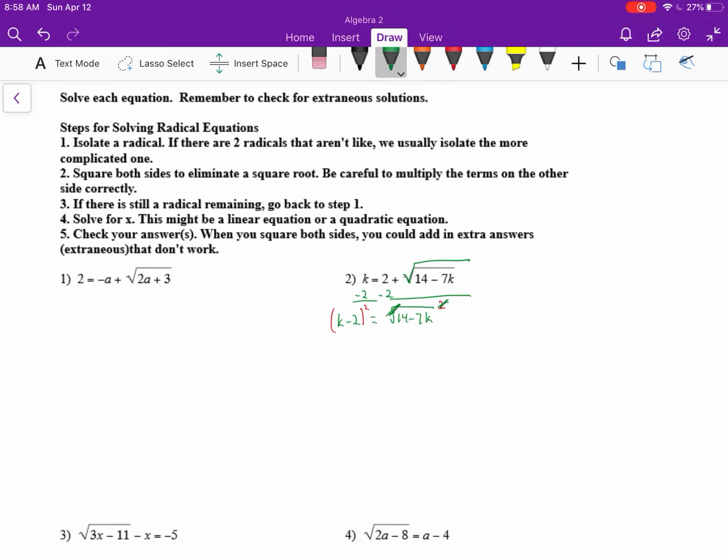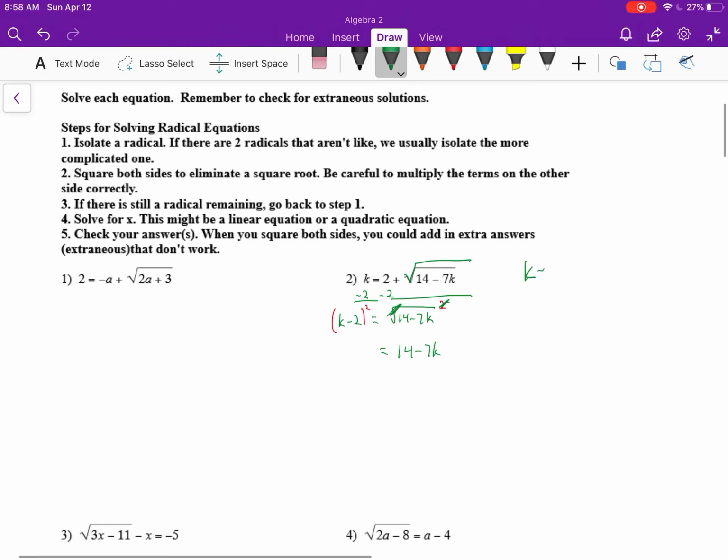Over here on the right, the square root cancels with the squared, so we have 14 minus 7k. On the left, we need to multiply this out. This is not k squared minus 4. It is not equal to that. Remember, we're squaring a binomial. That means it's multiplied by itself, which gives us k squared minus 2k minus 2k plus 4, which is k squared minus 4k plus 4.